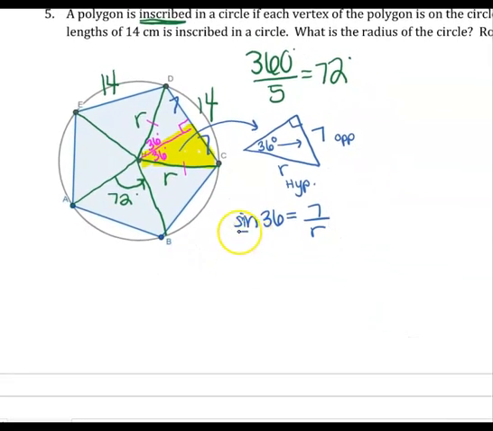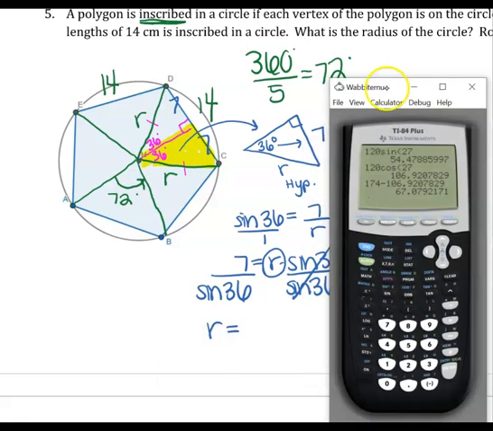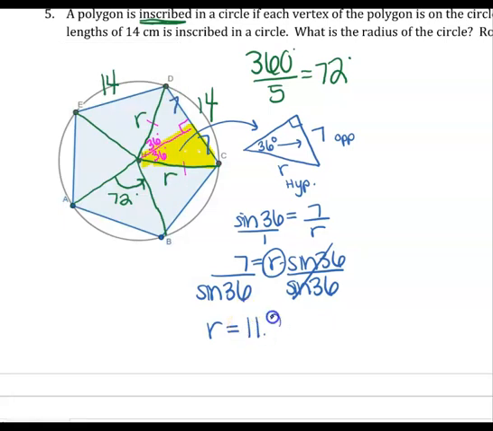So if I cross multiply, I would end up with 7 equals R times the sine of 36. So in order to solve for R, I'm going to divide by the sine of 36. Seven divided by the sine of 36. So to the nearest tenth, we're getting 11.9. All right, very good.